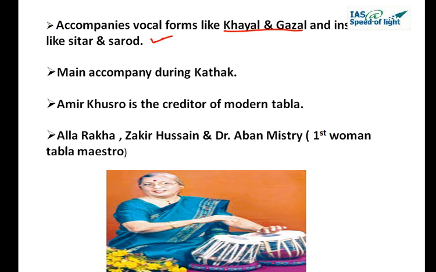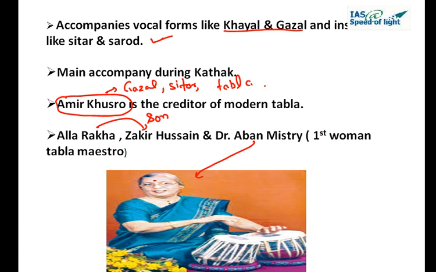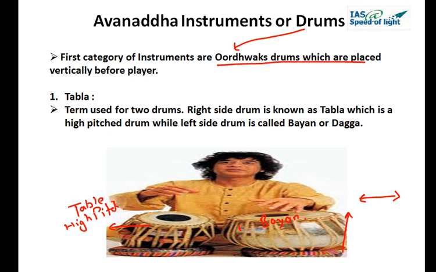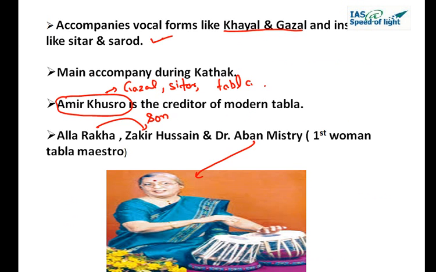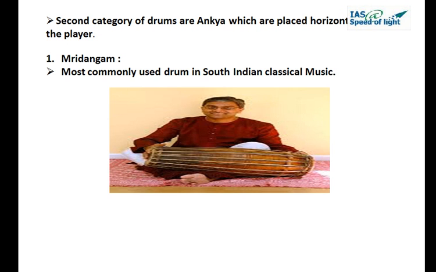Amir Khusro is the candidate of modern tabla, another Amir Khusro. So associated with Ghazal, associated with Sitar, and now with tabla. Allah Rakha, Zakir Hussain, who is the son of Allah Rakha, and daughter Aman Mistry. So this lady is Aman Mistry, the first woman tabla maestro, and this figure, it is Zakir Hussain, a very known face.